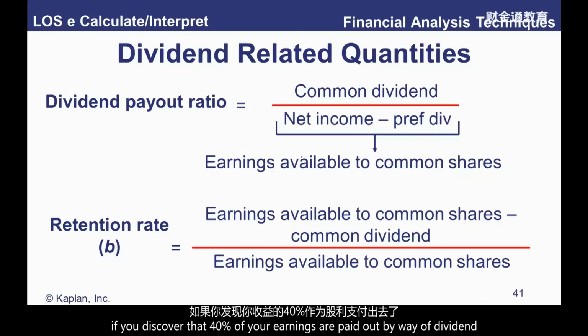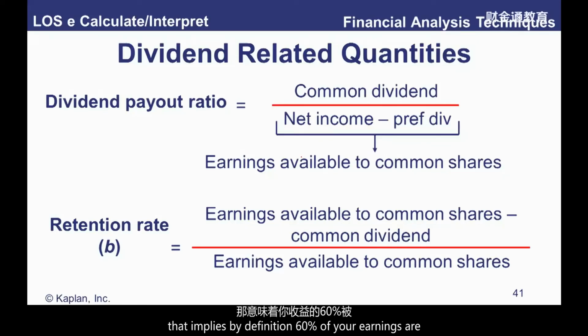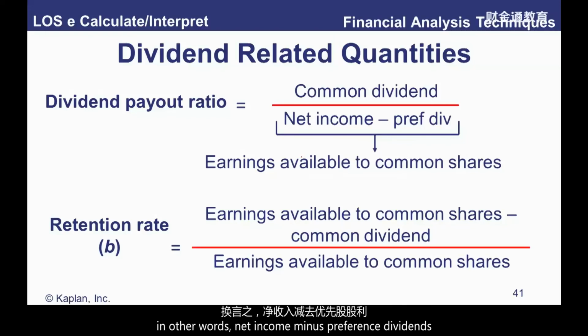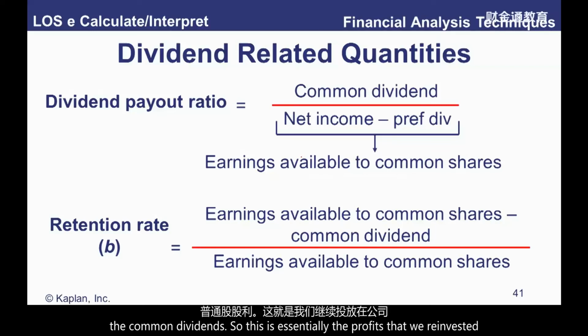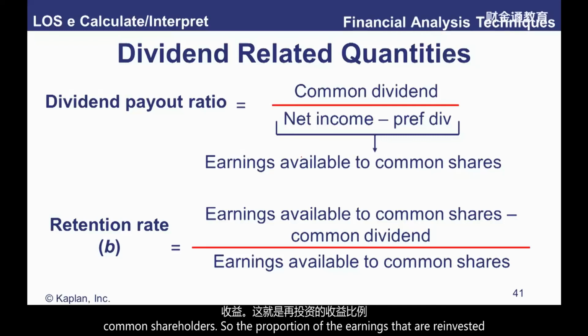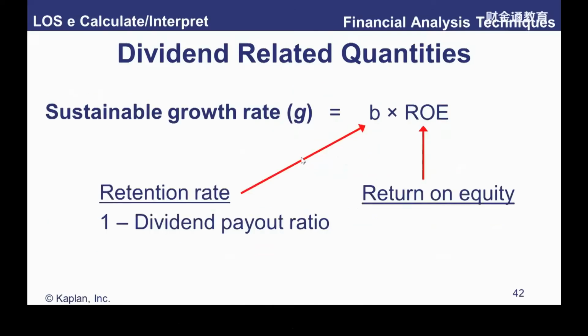If you discover that 40% of your earnings are paid out by way of a dividend, then it implies, by definition, 60% of your earnings are retained within the business. So notice, all we're doing here is we're taking our earnings available to the common stockholders, in other words, net income minus preference dividend, in our numerator, and then subtracting the common dividend. So this is essentially the profits that are reinvested in the company, and we're dividing that by the earnings available to the common shareholders. So the proportion of the earnings that are reinvested.